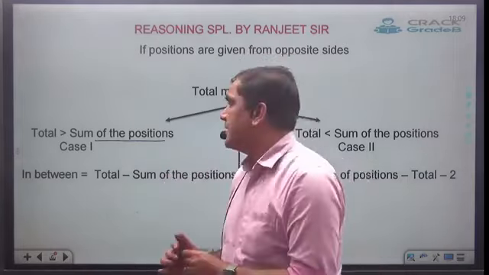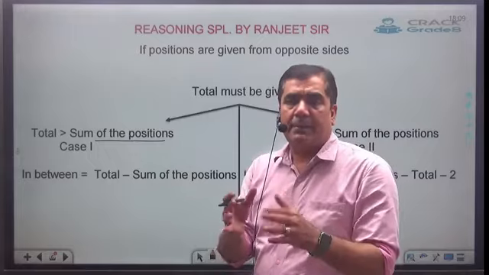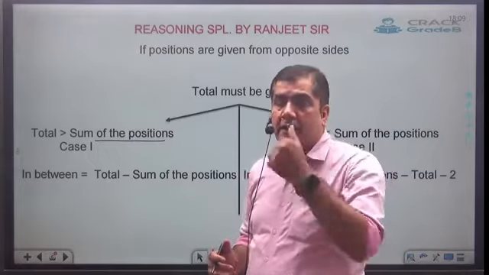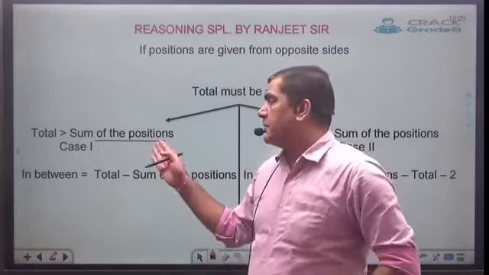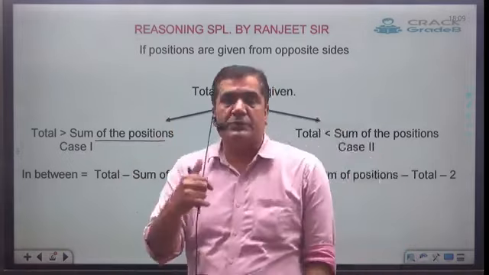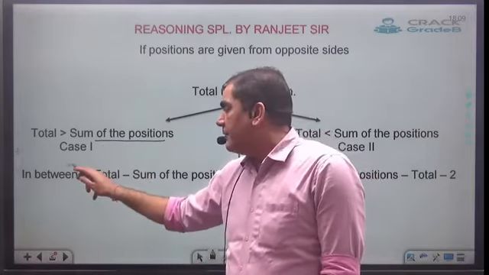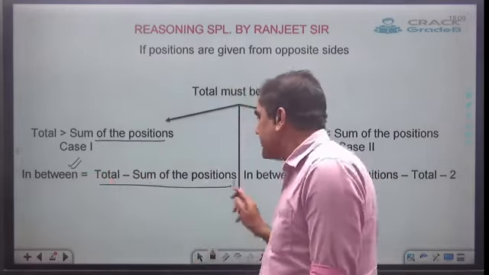Simple concept: simply add the positions, whatever positions they have given, and compare with total. If total is more than the sum of the positions, that will be case 1. If total is less than the sum of the positions, that will be case 2. And whenever the problem is based on case 1, then in between is always total minus the sum of the positions.